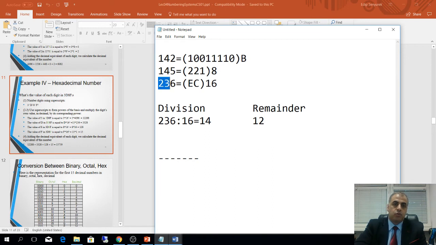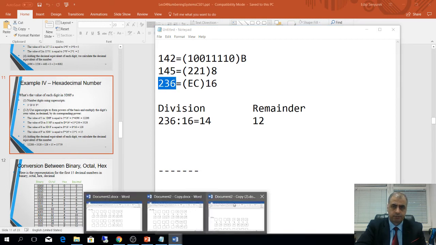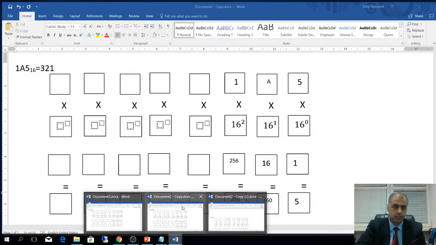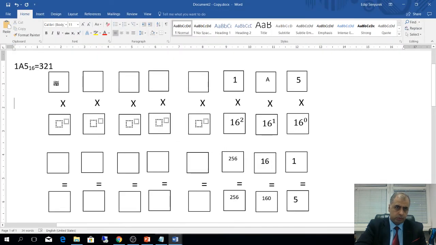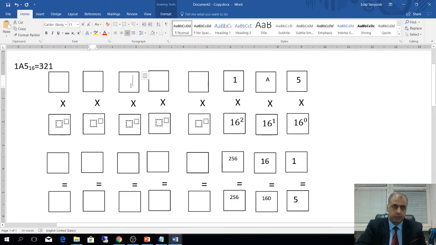When you convert 236 to a 16 base number, it is easy. Let us do some proof for EC, 16 base. Is it equal to 236 or not? Let's see. Where is that 16 base? Here. I'm going to use only these pieces.